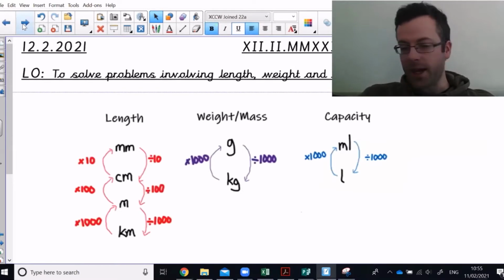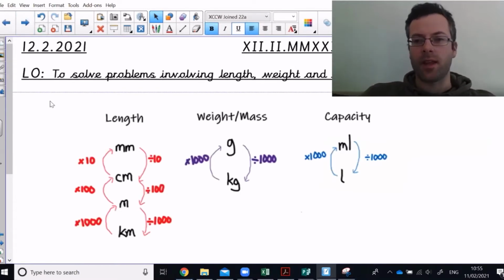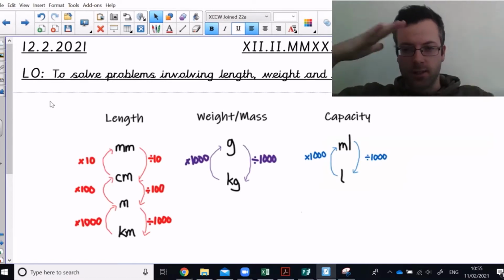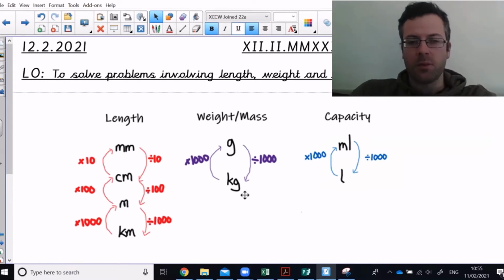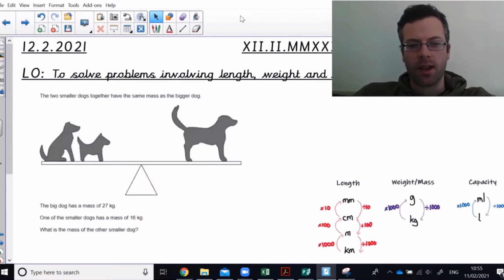Before we get into that, this is important, as always. We need to know about length being millimeters, centimeters, meters and kilometers, and knowing that there's 10 millimeters in a centimeter and 100 centimeters in a meter and 1,000 meters in a kilometer. We need to know that there's 1,000 grams in a kilogram. We also need to know that there's 1,000 milliliters in a litre. All of that stuff is really important. So let's look at this problem.